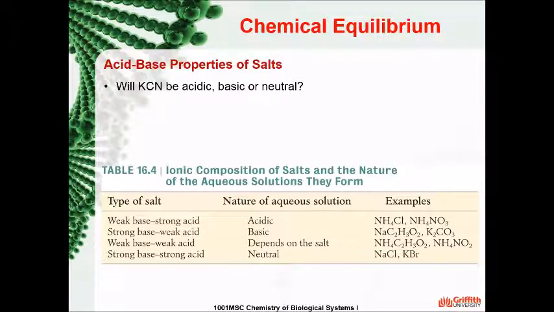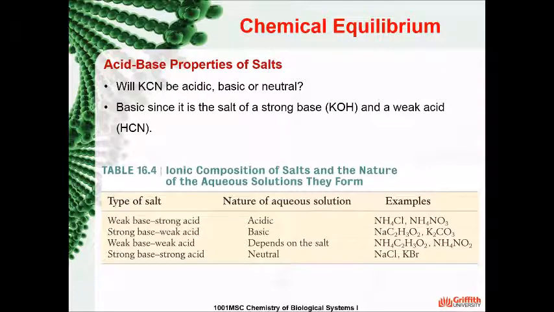For example, will a potassium cyanide solution be acidic, basic, or neutral? It will be basic, since it is the salt of a strong base, KOH, and a weak acid, HCN. The last type is a salt that is originated from a weak acid and a weak base. For this type of salt, we cannot really predict the nature of the solution, and it depends on which part is stronger than the other.